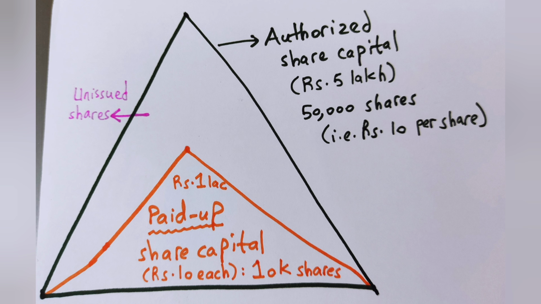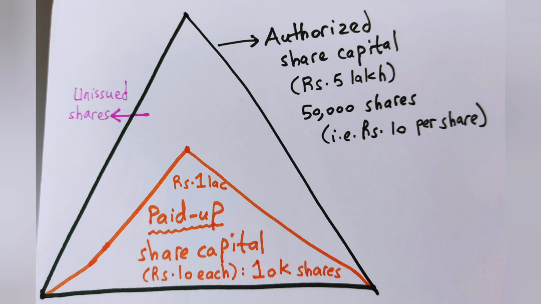So the maximum number of shares that your company can issue ever, by the way, there's an exception to this, just hold on for a moment. For now, just remember that as long as you don't make any changes to the memorandum of association, the authorized share capital for your company is going to be a maximum of 50,000 shares.